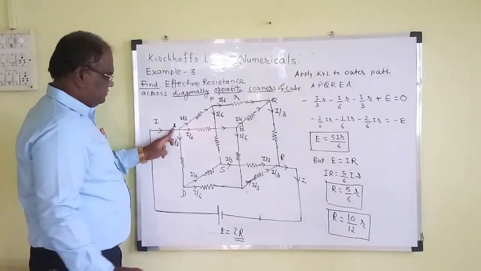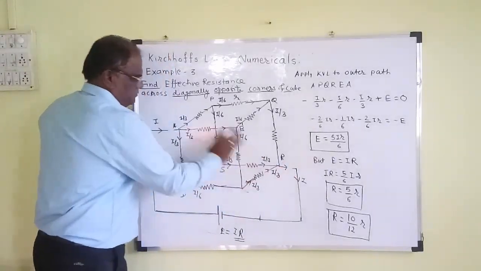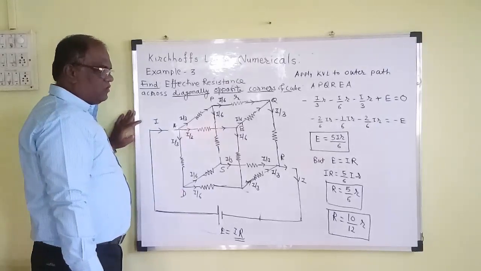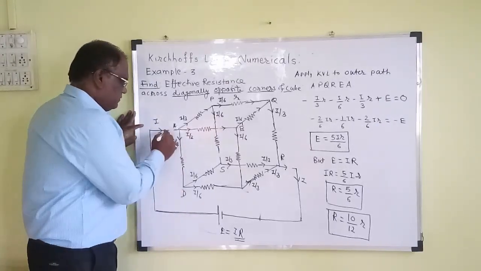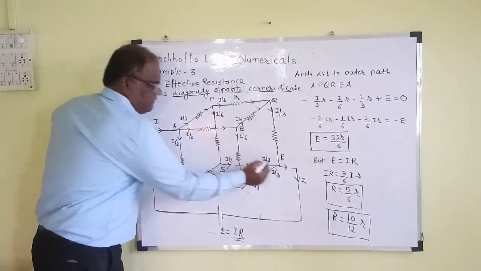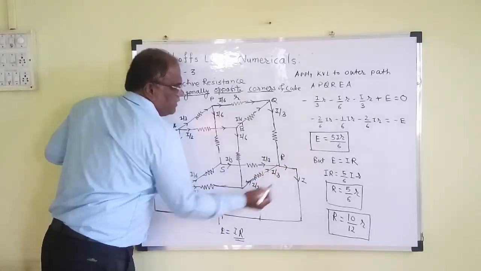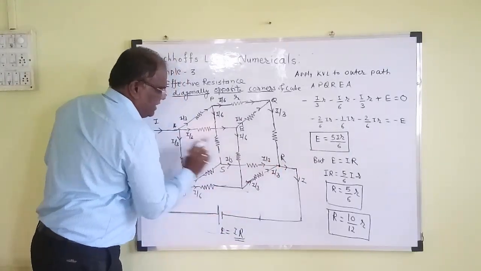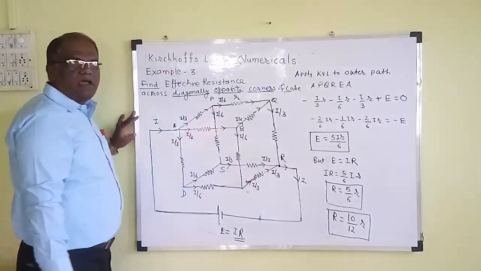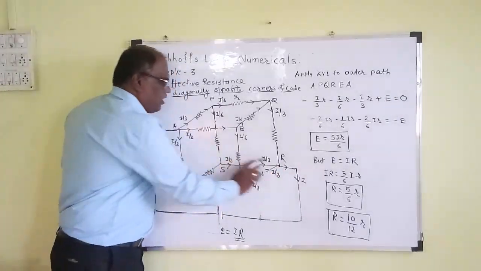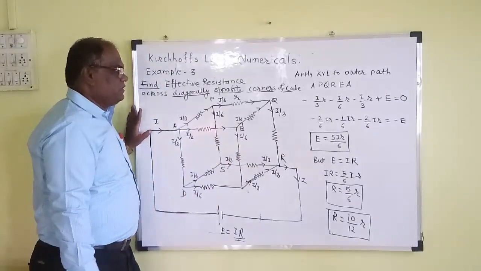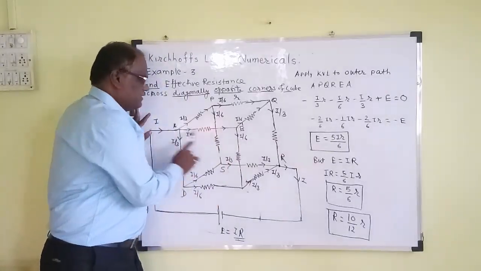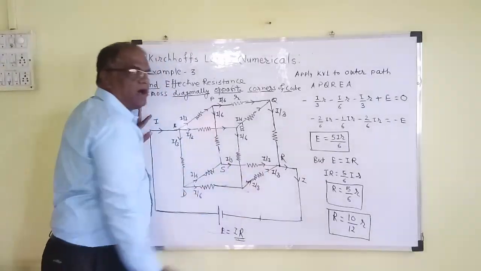Now this is the cube. Which are the diagonally opposite corners? A, and here point R. A and R are the diagonally opposite corners of the cube. You have to find the effective resistance between A and R.